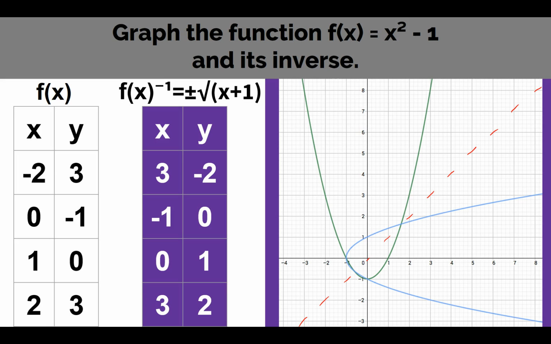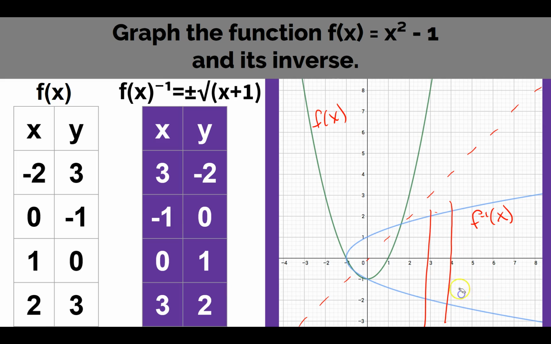So my green becomes the blue. This was our original right here, and this blue guy was the inverse. It doesn't pass the test. See how when it gets flipped to its side, it doesn't pass the vertical line test? See how the lines are like this? If I draw a vertical line, it's touching it more than once. That means my sideways parabola is not a function.